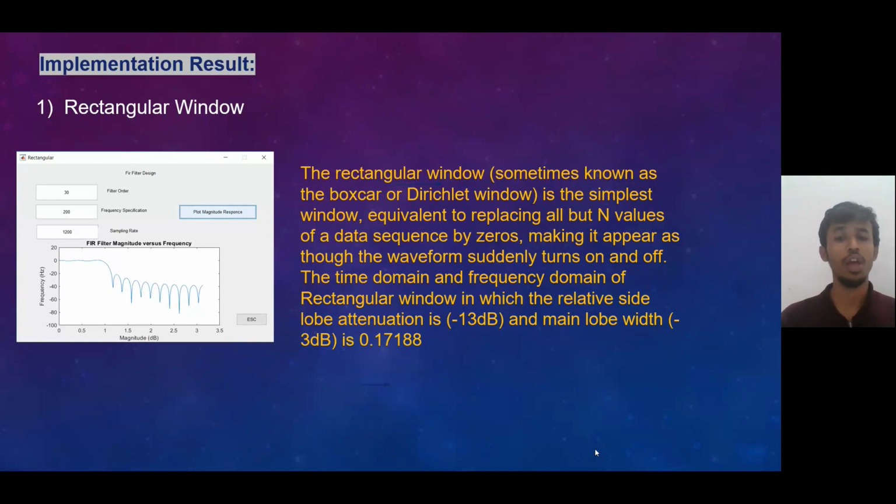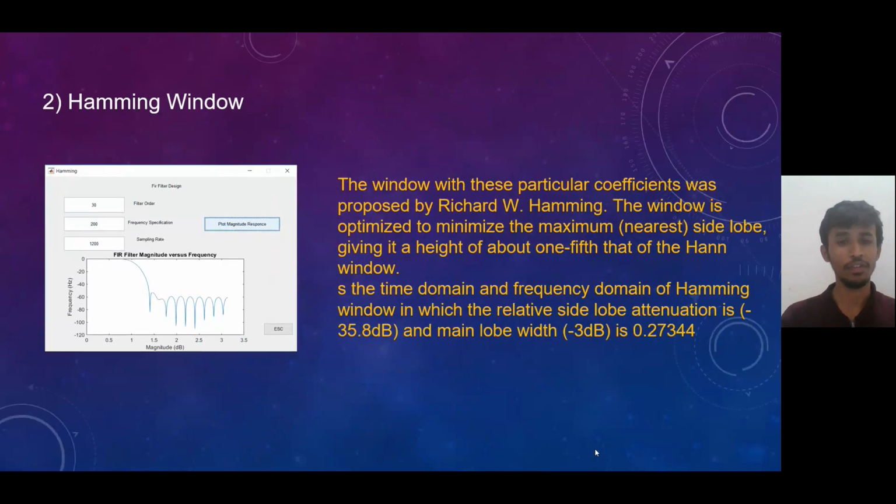It is the simplest window and equivalent to replacing all but N values of the data sequence by zeros, making it appear as though the waveform suddenly turns on or off. For the time domain and frequency domain of the rectangular window, the relative side lobe attenuation is minus 13 dB and main lobe width is 3 dB, which is nothing but 0.17188.